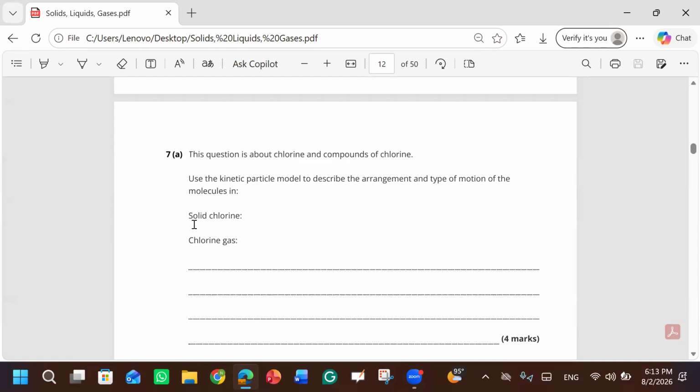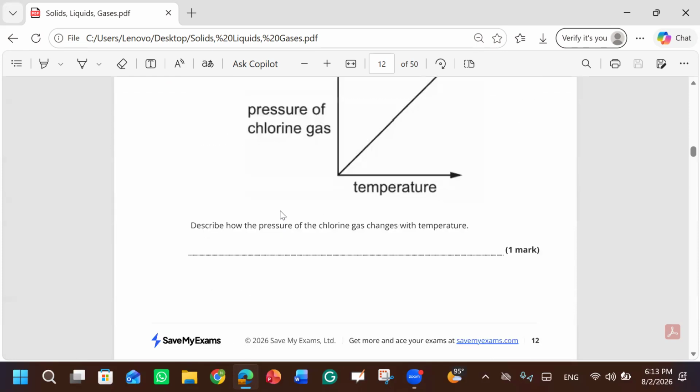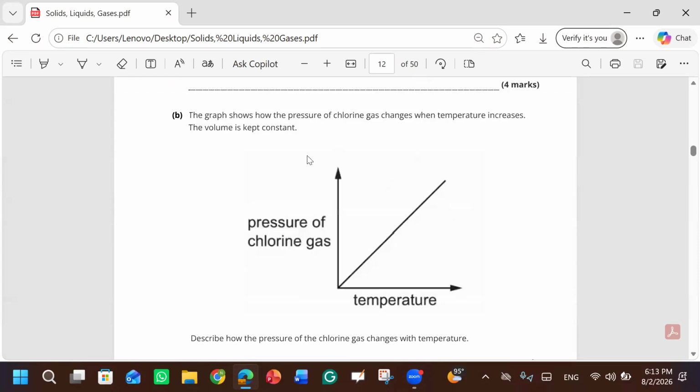Now, they have mentioned the graph shows how the pressure of chlorine gas changes when temperature increases. The volume is kept constant. The pressure of chlorine gas will increase, and the temperature will also increase. So this is a direct relation. This graph is telling us the direct relation.